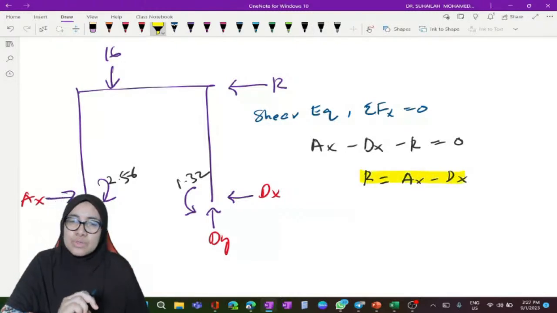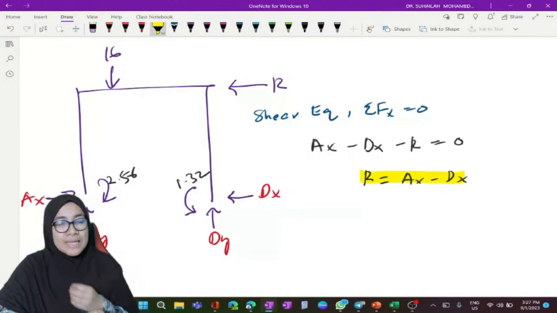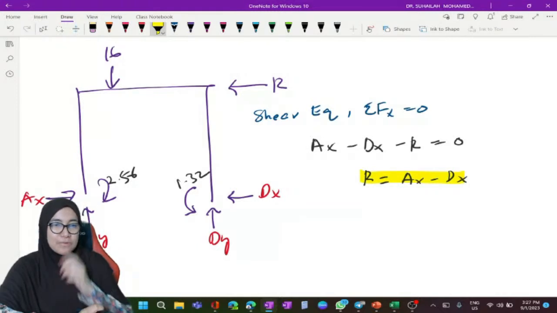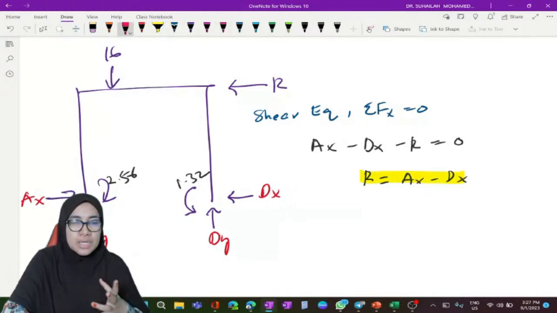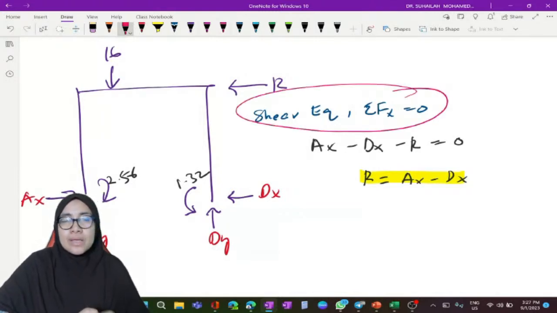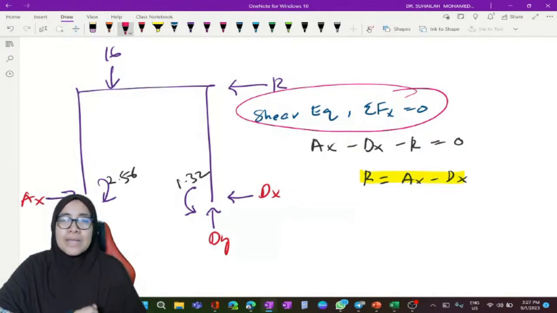R is equal to AX minus DX. So our task now is to calculate what the AX value is and what the DX value is. If the first one is called the shear equation, we will continue to get AX and DX by using one analysis that is called column analysis.